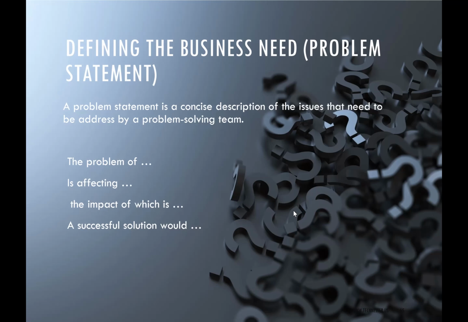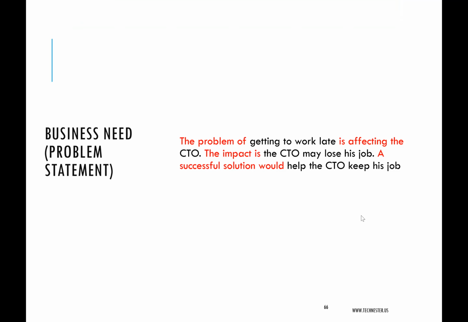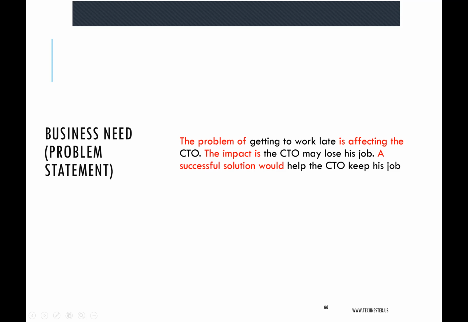And in the exercise we did yesterday, the business need we formed was: the problem of getting to work late is affecting the CTO, that CTO that wants to buy a Ferrari. The impact is the CTO may lose his job. A successful solution would help the CTO keep his job. That was what we arrived at yesterday as the problem statement.